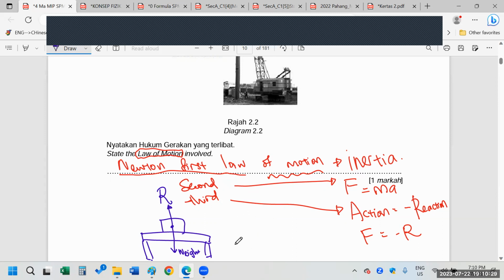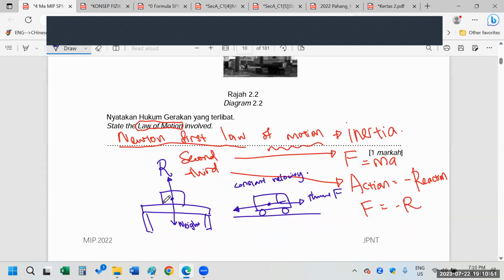Okay, for example, there is a car having a thrust force in front, moving with constant velocity. May I know what is the force acting behind? What is the name? So here we say weight equals negative R, or we say weight minus R equals 0. Oh, sorry, weight equals R. So what is the name of this force?